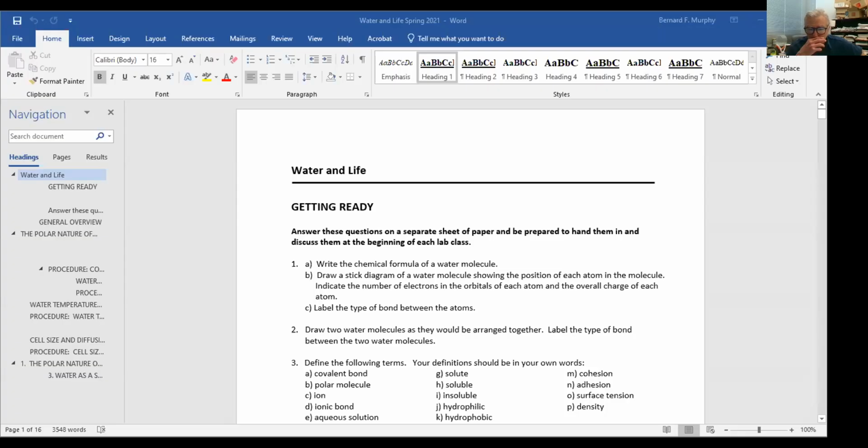Okay, so here's the lab paper. Hope everybody has a copy of this. And this is what you'd be turning in. You don't have to turn the whole thing in, just the last pages where you need to answer questions, and then turn it in to me. And then I grade it and give you a grade for it. All right?